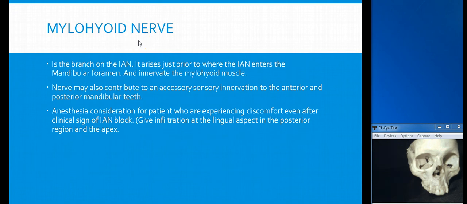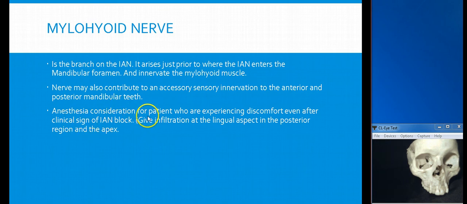Next is the mylohyoid nerve. This is the one we usually don't worry about, but just for the purpose of going through the anatomy, it's a branch of the inferior alveolar nerve. It arises just prior to where the inferior alveolar nerve enters the mandibular foramen, so it's way in the back. You should never be encountering it. If you are, we're in trouble. It innervates the mylohyoid muscle. The nerve may also contribute accessory sensory innervation to the anterior and posterior mandibular teeth.